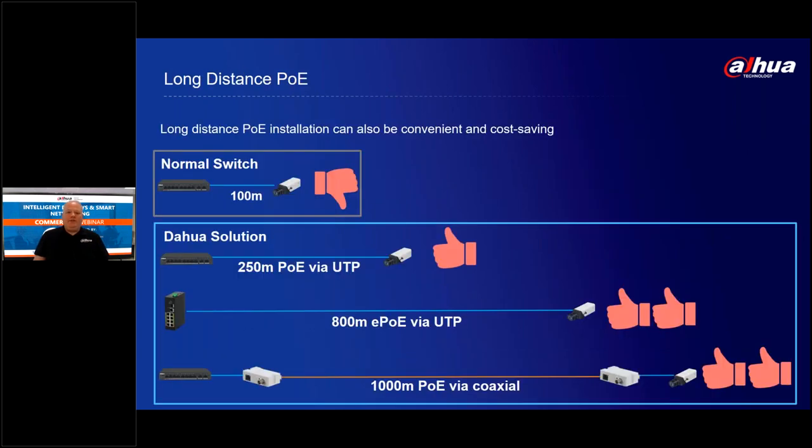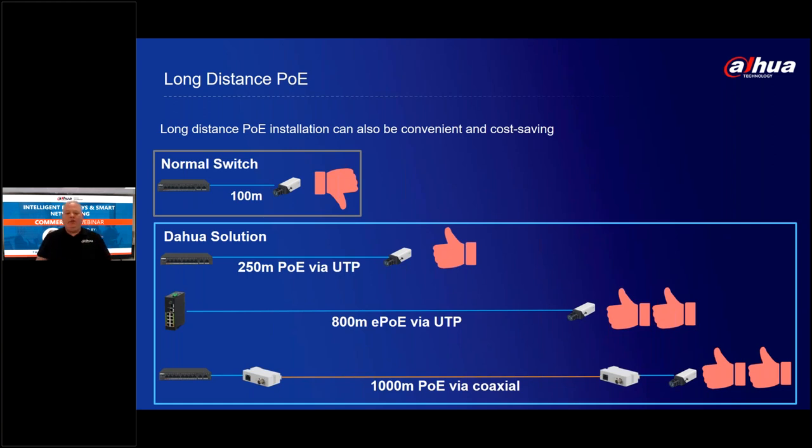One of the other areas that we said was very important is also long distance. And we know with normal IT segment switches, the Cat5 distance is 100 meters. With Dahua, with standard UTP, you can transmit up to 250 meters as standard. If you have the ePoE, the extended PoE, you can transmit up to 800 meters using our standard switches. And again, think about that. This is, again, Dahua designing a product for the security industry rather than just a standard IT product.